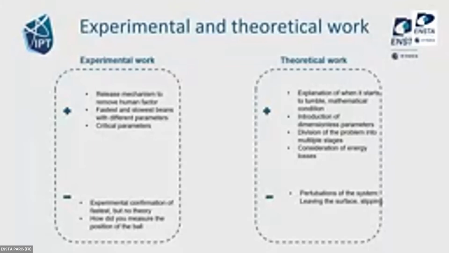Okay, so now I would like to talk about the positive and negative aspects, in my opinion, about the experimental work. What I really liked was that you created a release mechanism where you remove the human factor from the experiment, and so that really confirms that you can get 2-dimensional motion. And next, you also showed us the difference between the fastest and slowest beams, where you varied the parameters. And finally, the reason why you introduced the critical parameters like gamma and beta. So that was good.